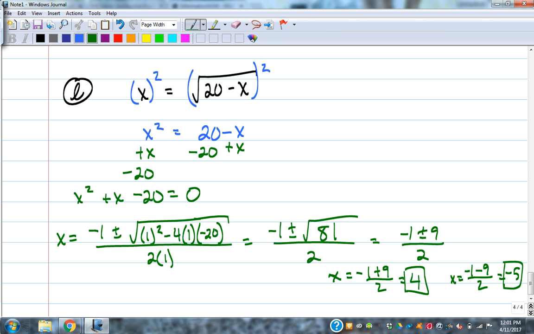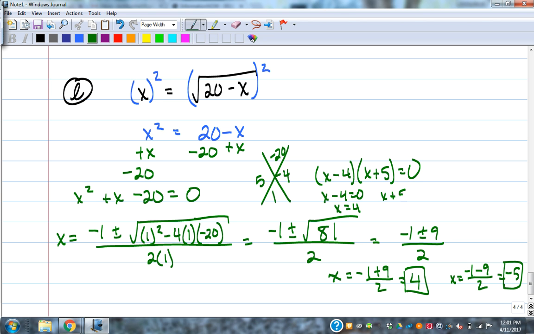If you did it by factoring, that'd be 5 and negative 4. So your factors would be x minus 4, x plus 5. So there's the x equals 4, x plus 5 equals 0, there's the x equals negative 5. I get the same 2 answers no matter which way I solve that, by factoring or by quadratic formula. Got to be able to do one of those at least.